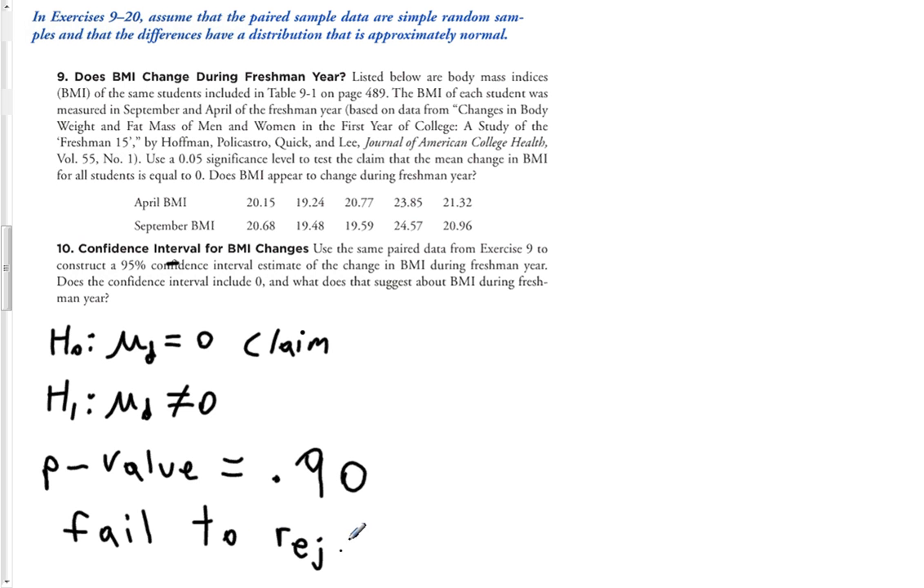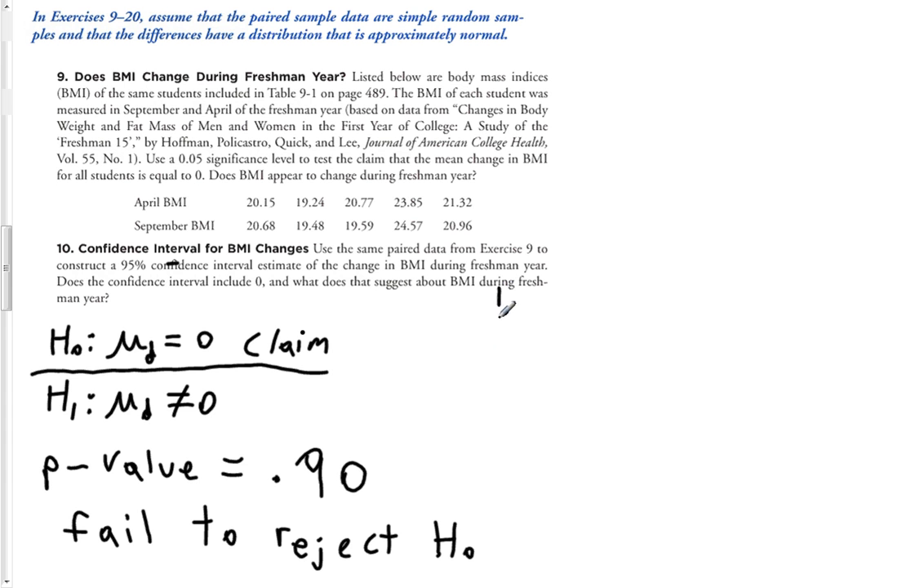And let me see what that means in terms of the claim. Well, the null hypothesis is actually the claim here. So what we're doing is we're failing to reject the claim or the hypothesis that there's no difference in body mass index in September as opposed to April of your freshman year in college. So that whole freshman 20 pounds seems to be a myth based on this test.